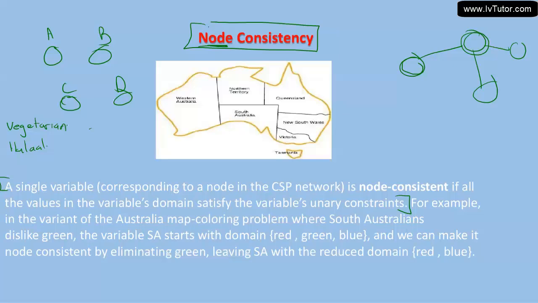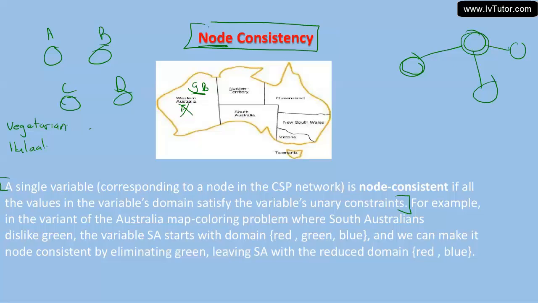So in this map coloring example, let's say people in Western Australia do not like the color red. They don't like red. So if you check before we start painting, it means this one can only be green or it can only be blue. So for us to satisfy node consistency, we have to ensure that wherever we start, Western Australia doesn't get allocated red. So that's how node consistency works.